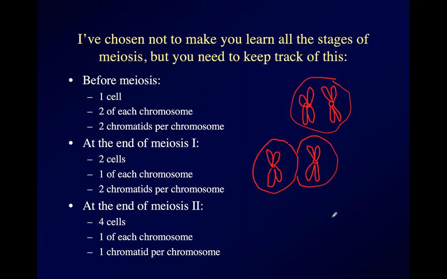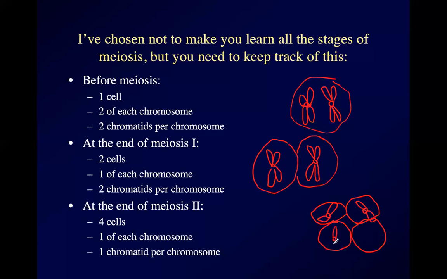And then when we're done with meiosis 2, in the case of sperm, you've got 4 cells. And these cells, by the way, will sprout a tail and get rid of most of their cytoplasm and end up becoming sperm cells. You end up with 4 cells. Each one contains 1 of each chromosome, and each chromosome is made up of just 1 chromatid.